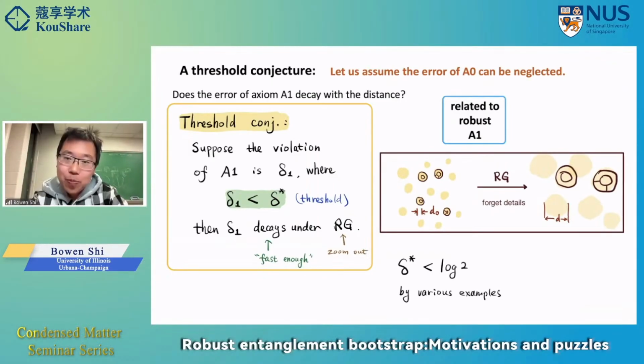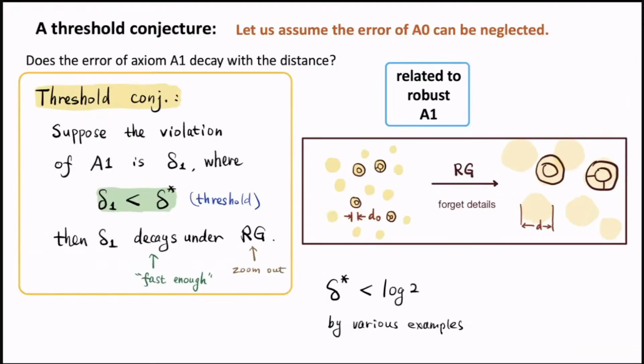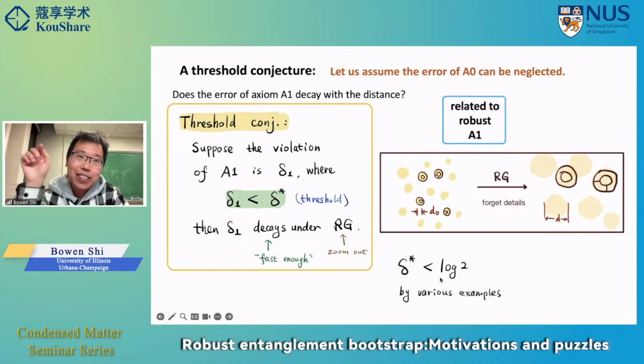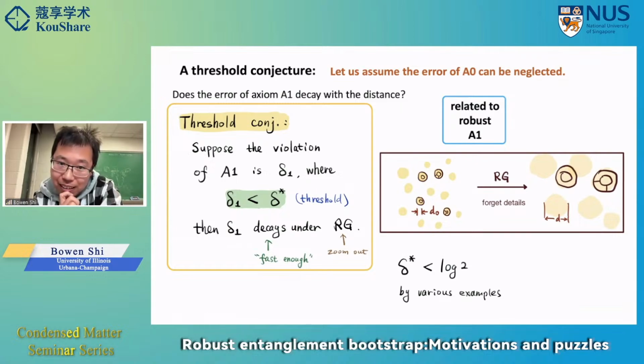in larger length scale. But the problem is that I don't see how. Of course, people can also hope to make progress in the opposite direction by constructing some state with some constant violation of A1 by a small amount, something below log 2, like 0.01. Can you make such a spurious state with tiny violation of A1? If we succeed, then we can disprove the conjecture. That's also interesting. But to my knowledge, we don't know such a counterexample yet.